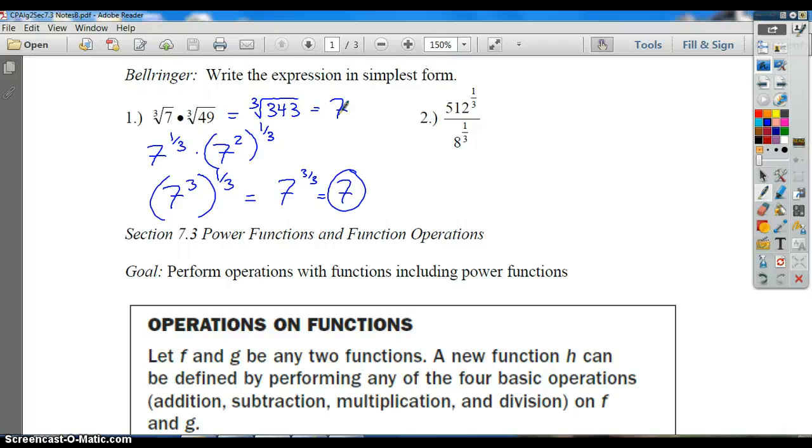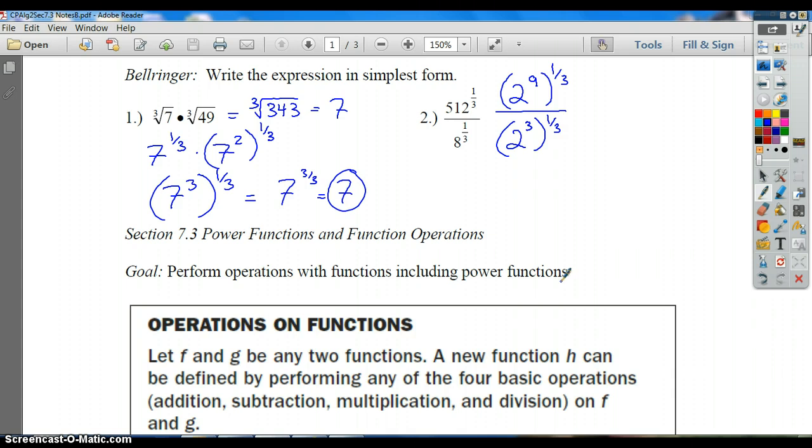As far as the next guy goes here, these are powers of 2, so I can rewrite 8 as 2 to the 3rd. This is still being raised to the 1/3. 512. 2 to the what? Well, that's going to be rather large. In fact, 2 to the 9th is what 512 would be. We would have 2 to the 9th.